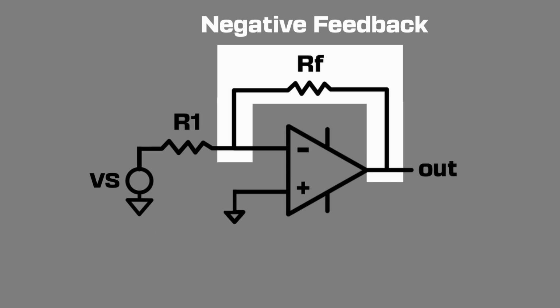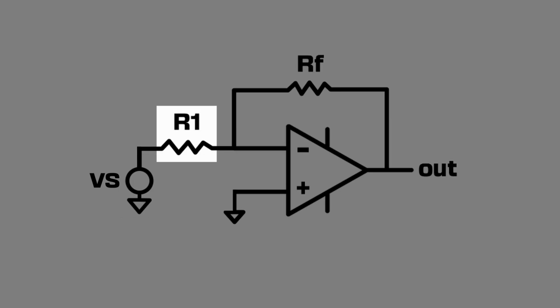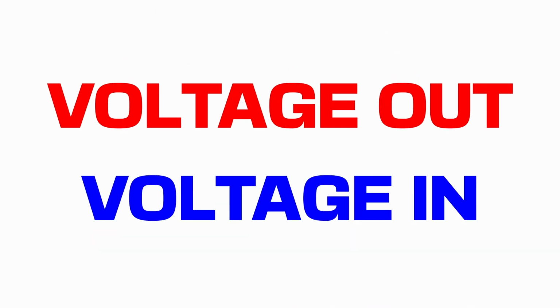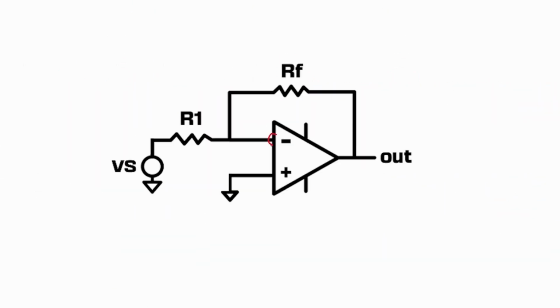As part of the negative feedback loop, we have a feedback resistor, and we also have an R1 resistor in series with our voltage signal. We now need to algebraically find an equation for the gain of the op-amp, or the ratio between our voltage out versus our voltage in. Let's perform some nodal analysis.